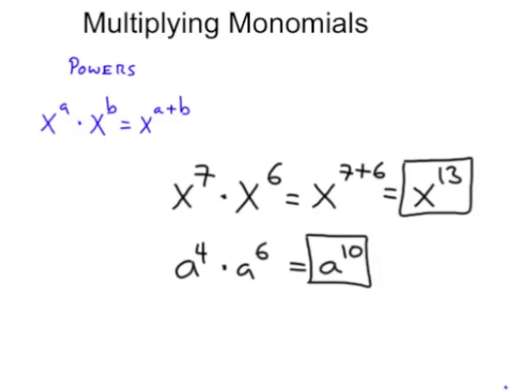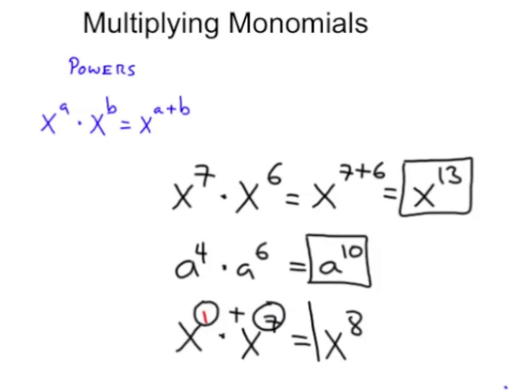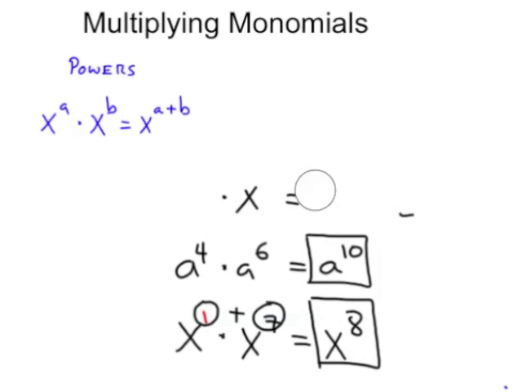So we can do this anytime our bases are the same. Let's try x to the power of 1 times x to the power of 7. Remember, when an x doesn't have an exponent, it's like if it was raised to the power of 1. So this would be x to the power of 1 plus 7, which is 8. X to the power of 8. So as long as our bases are equal, all we have to do is add the exponents.